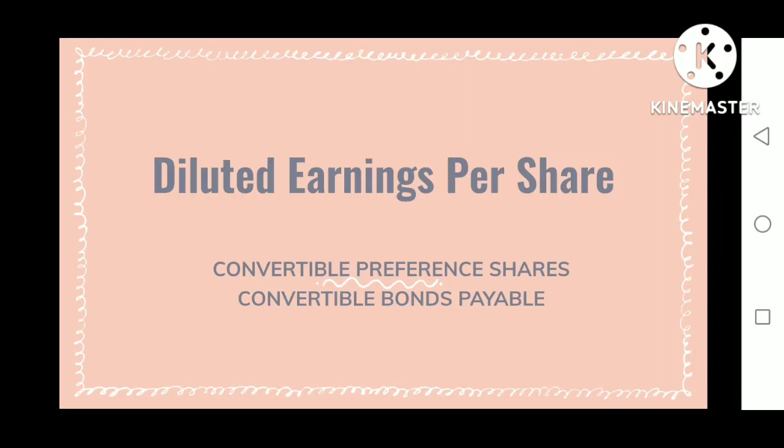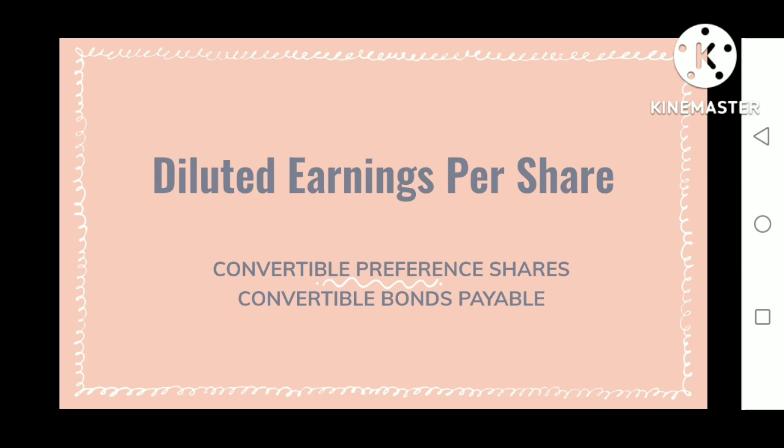Hi everyone, so here we are on our fourth topic to be discussed by our group: the diluted earnings per share, convertible preference shares, and convertible bonds payable. Before we start, let's have a brief discussion about diluted EPS. Himay-himayin natin yung term. What do we mean by diluted ba? Diluted means to weaken or to lessen.